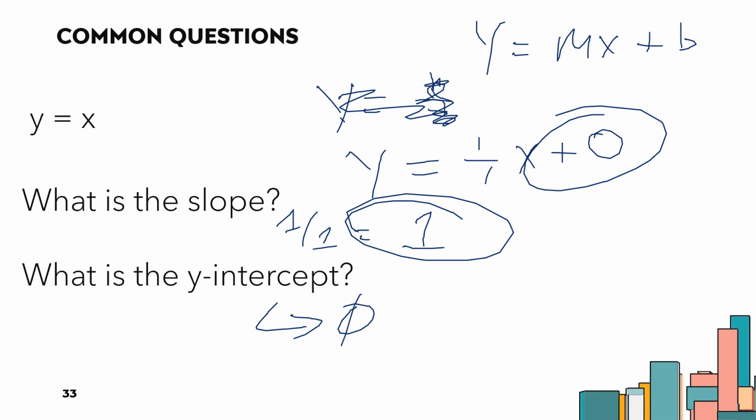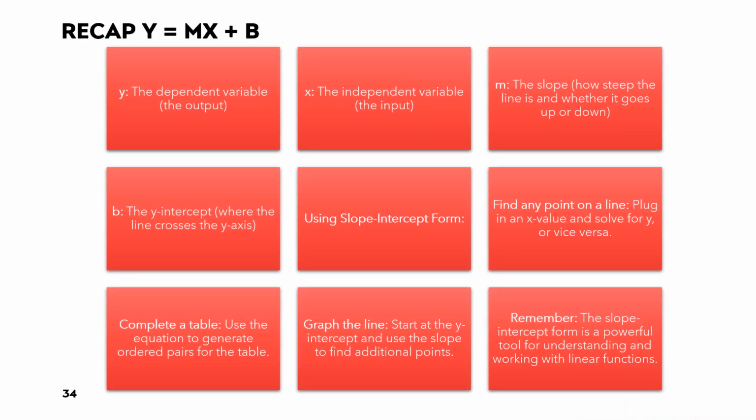So to recap, and you should have enough now to get your work done, but to recap, y is your dependent variable, x is your independent variable, the input, m is your slope. It tells you how steep the line is and whether it goes up or down. B is your y-intercept, or where your graph crosses the y-axis. And by using the slope-intercept form, you can find any point on the line, even if it's not on the visible graph or your table.